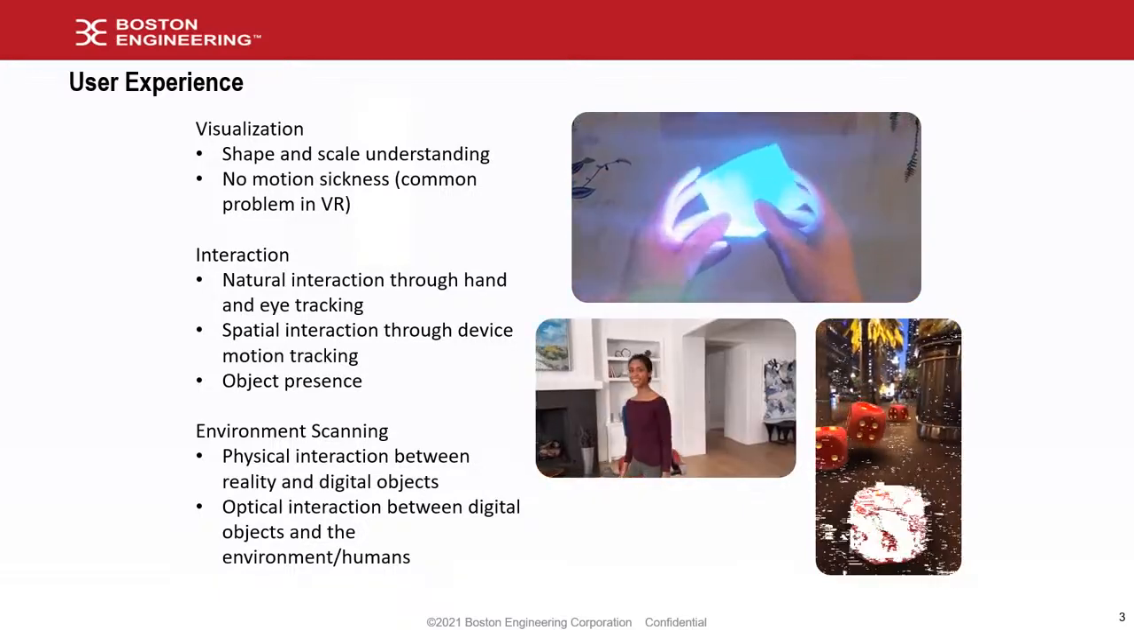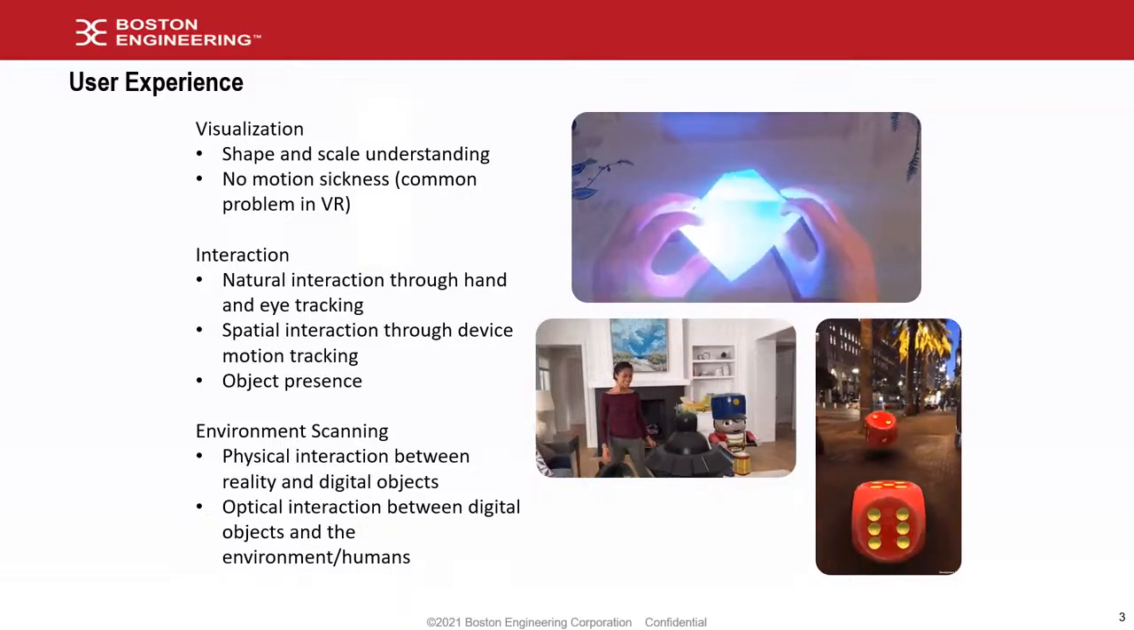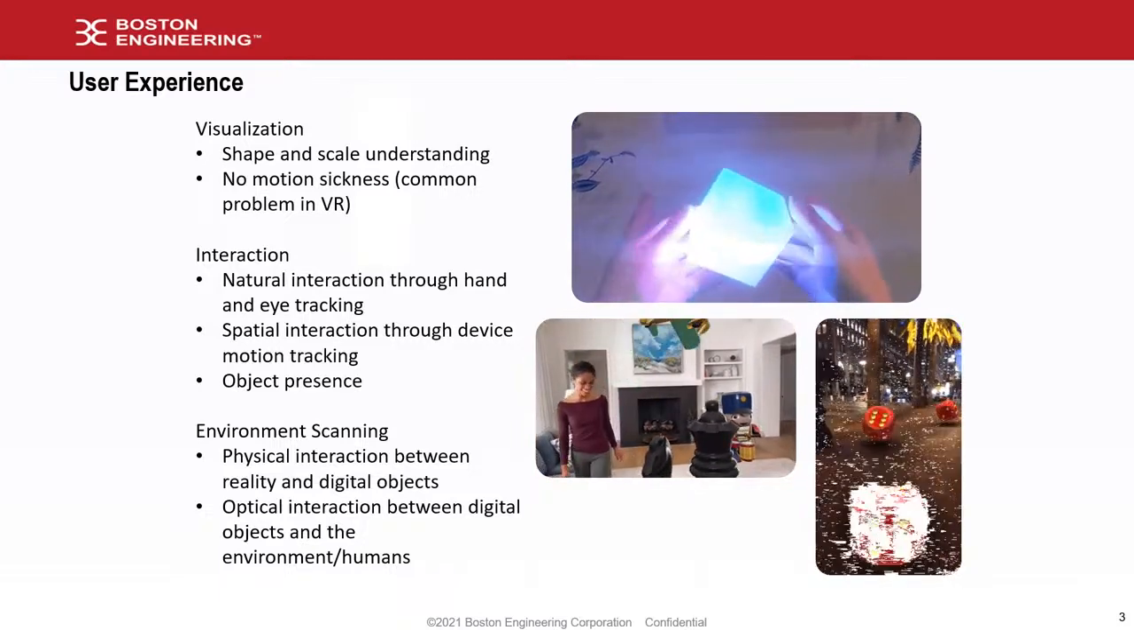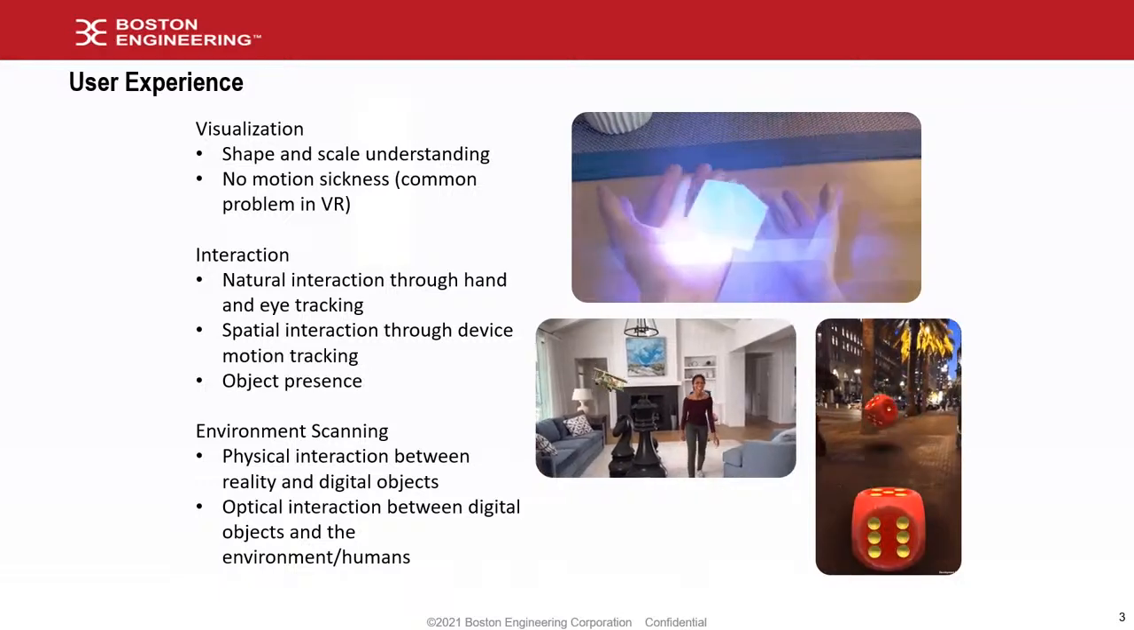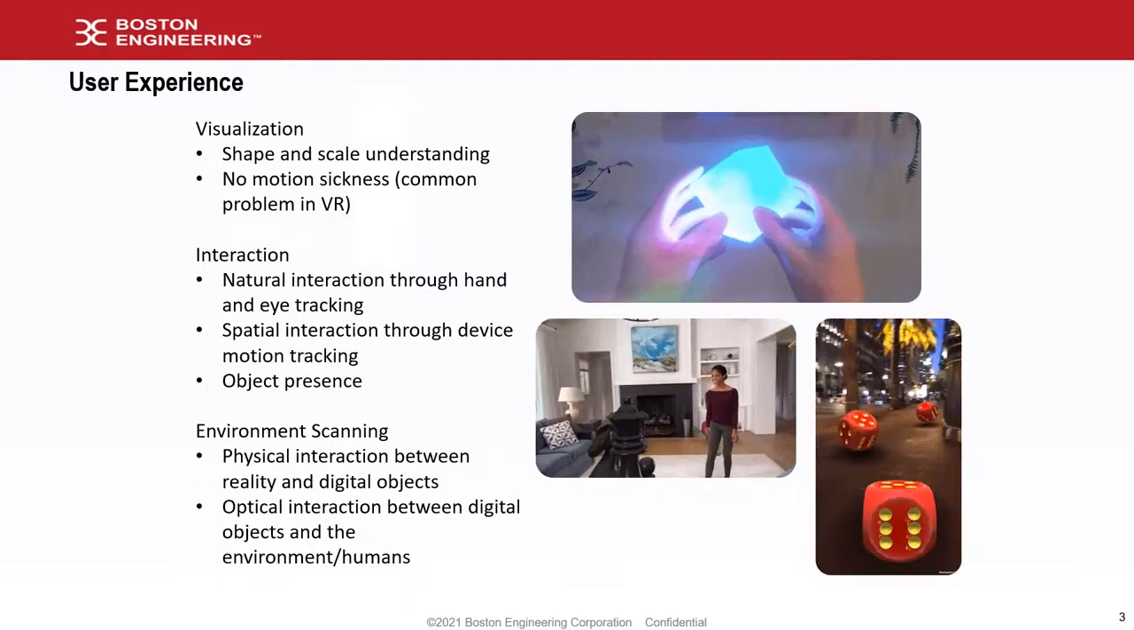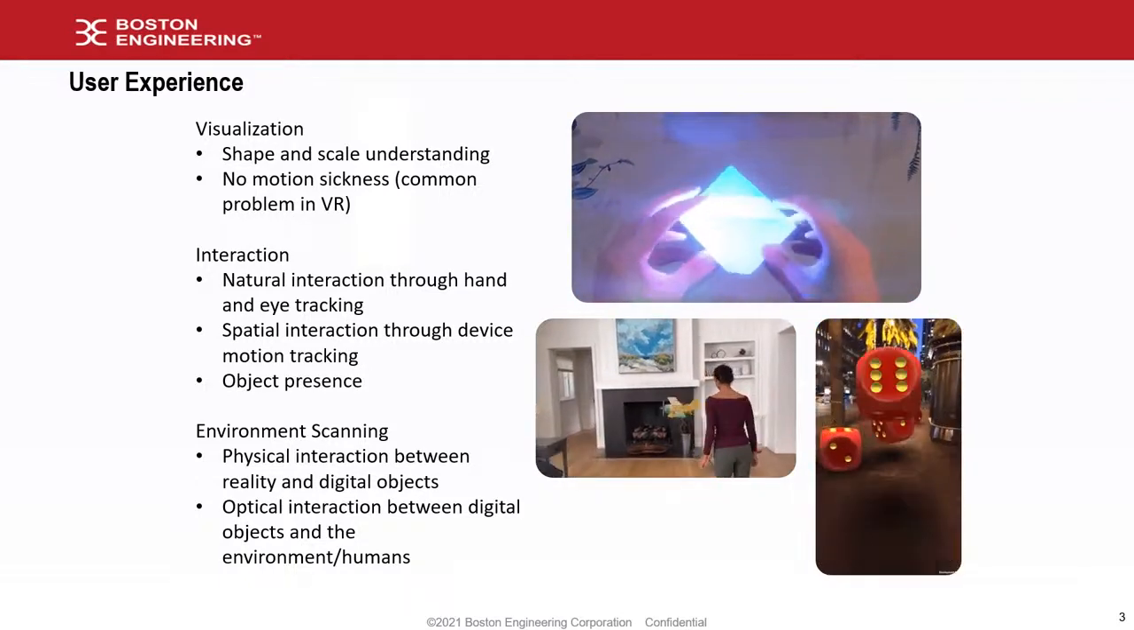The dice down there is a really good example of that type of digital content interacting with the physical world. The user's throwing dice and it's bouncing back off the trees and it's bouncing back off of each other.